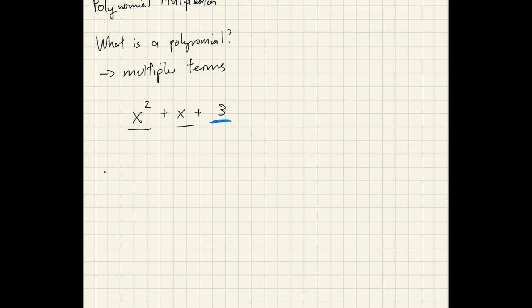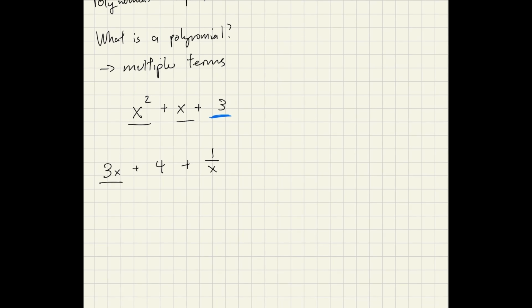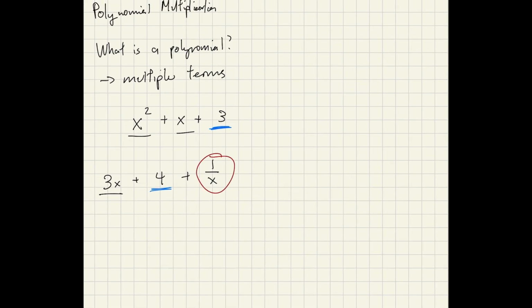Moving on, we have 3x plus 4 plus 1 over x. This is not a polynomial. While there are two valid terms, being the variable term with a coefficient and a constant term, the third term is being divided by a variable, and therefore that means that this expression is not a polynomial.